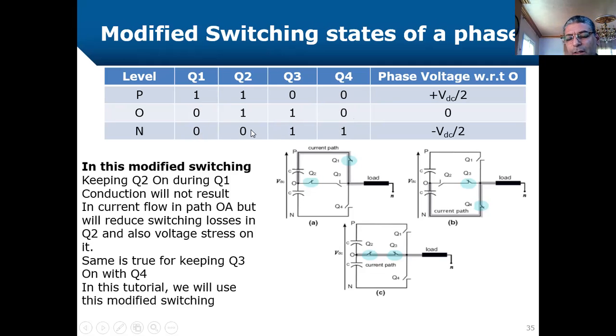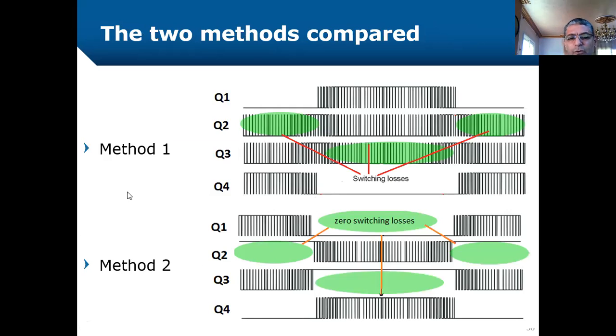So if we get the on time for any of these two switches, Q1 and Q2, that will be sufficient to switch the whole arm, because the other two signals are complementary of these two switch states. So what we search for from now on is the on time for Q1 and for Q2. Q3 and Q4 will be derived as complementary of the other switches. This is what we call the optimized switching or the modified switching.